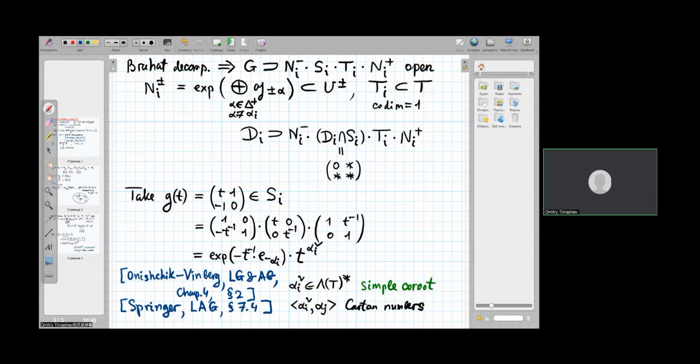In this section, there are discussed the root data corresponding to reductive groups. So there is a notion of root data. And these simple roots and simple co-roots are coming from this root data.